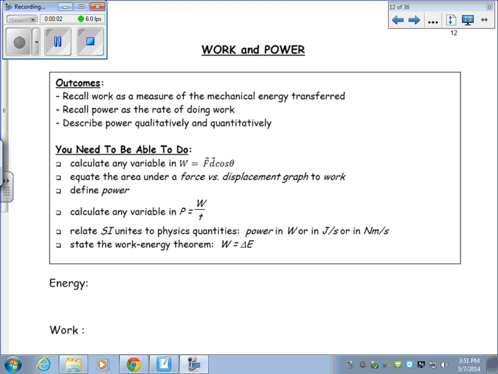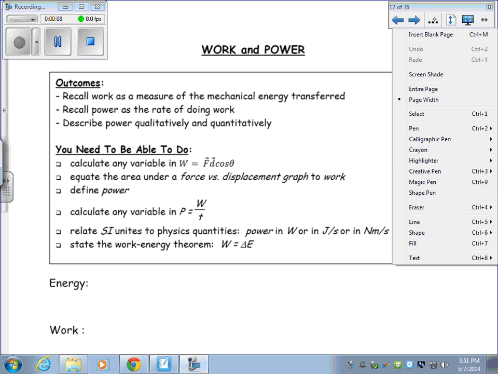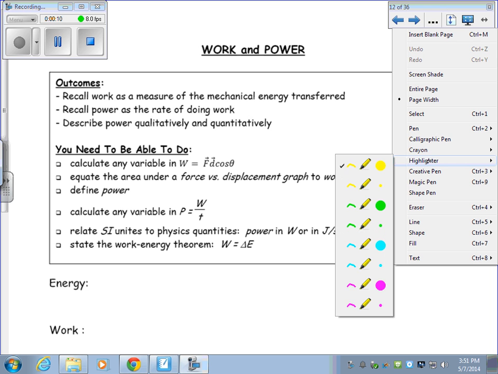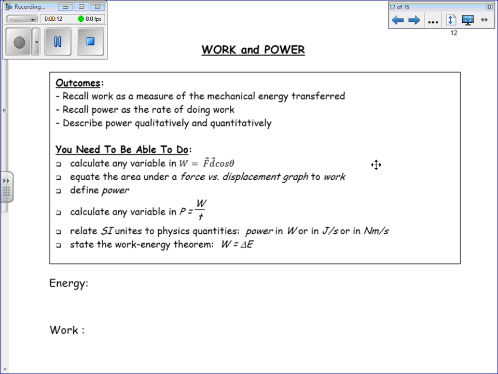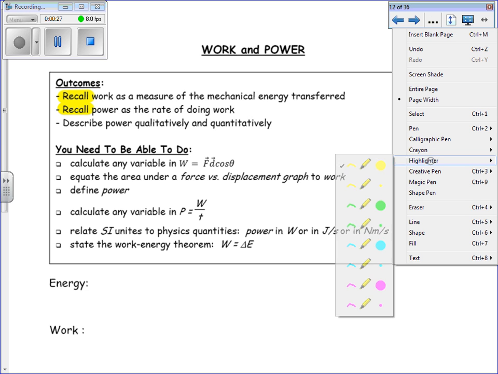Okay, so welcome to the lesson on work and power. We'll quickly highlight our outcomes here. We have a few, and these are mainly going to be yellow. Recall work as a measure of the mechanical energy transferred, because it says recall because work was part of the Science 10 curriculum. Recall power as the rate of doing work. And then describe power qualitatively and quantitatively.